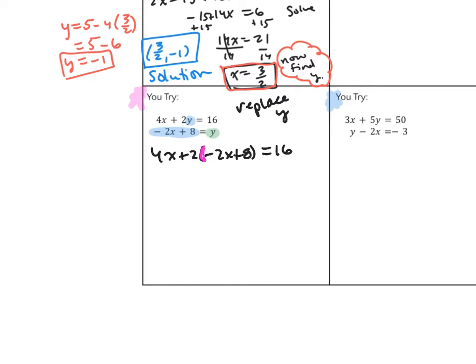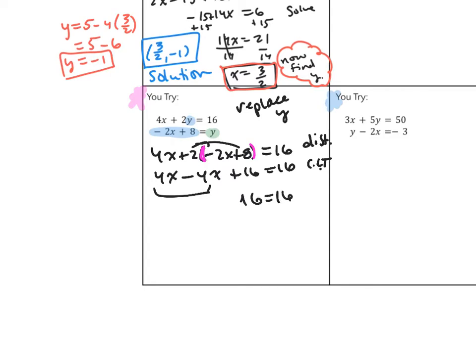And here are my parentheses. So 4x plus 2, but times negative 2 is negative 4x. Oh dear. Plus 16 equals 16. So I'm going to distribute. I'm going to combine like terms, CLT. These go away, so I just have 16 equals 16. So that's true. So this means something.